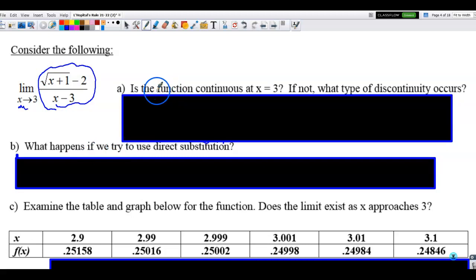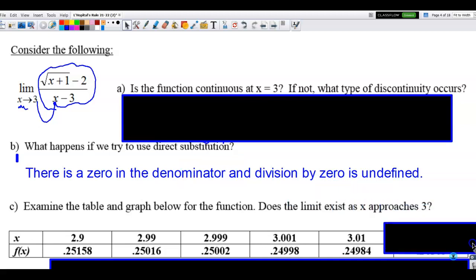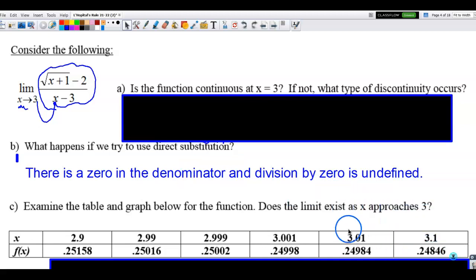The first question that we want to consider is, is this given function continuous at x equal to 3? Well, we know this function is not continuous at x equal to 3, because if we substitute 3 in place of x, we have a 0 in the denominator, and division by 0 is undefined. So that answers question B. What happens if we try to use direct substitution? There's a 0 in the denominator, and we know that division by 0 is undefined. So we know that there is a discontinuity at x equal to 3.